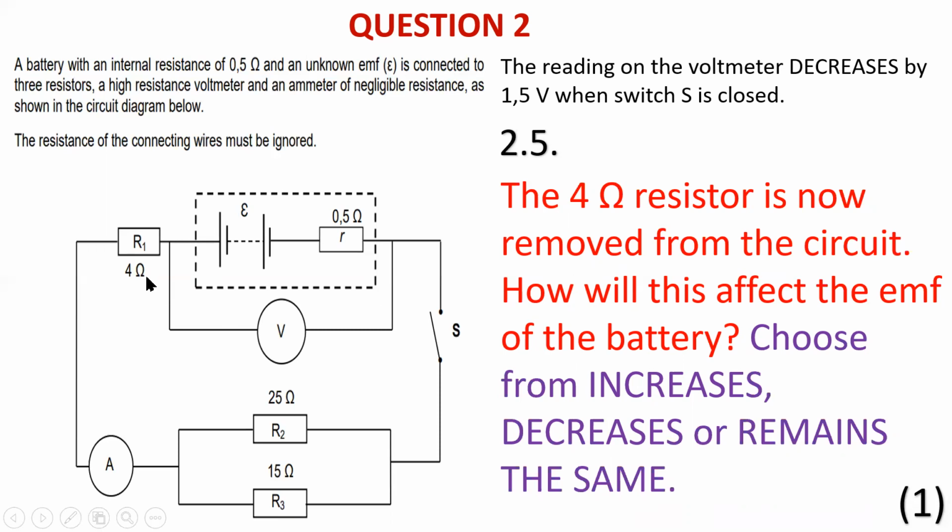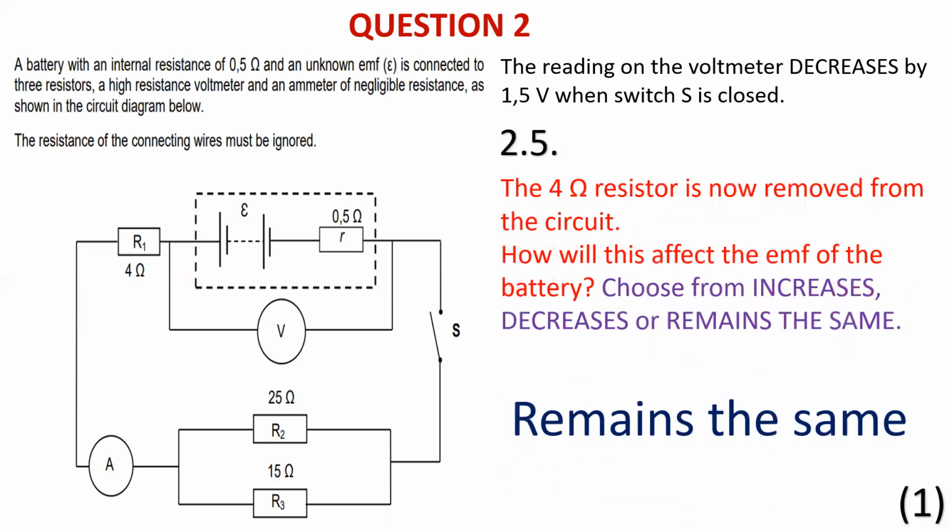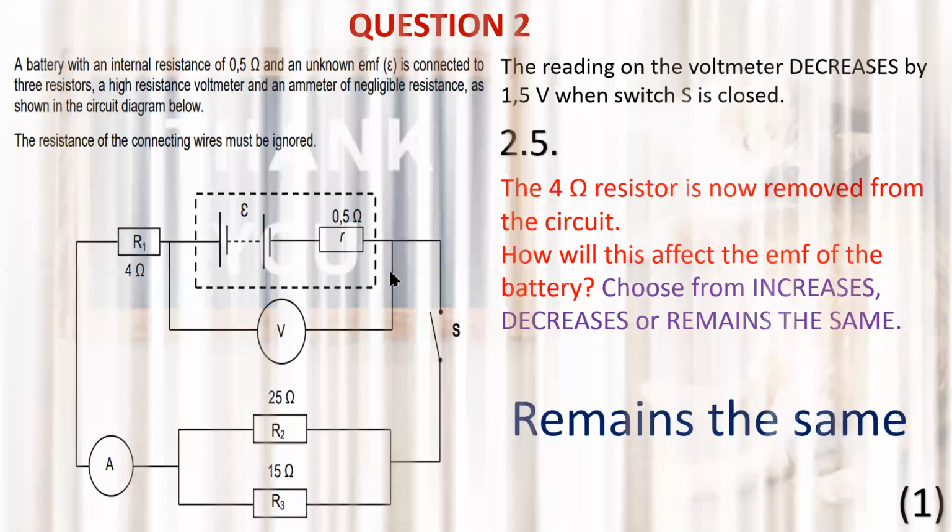EMF of the battery: if you remove the 4 ohms from here, it means just open the switch. So the answer is remains the same, because the EMF of the battery, even as it is open, is still the same. So that's our answer for 1 mark. All right, we have done for today.